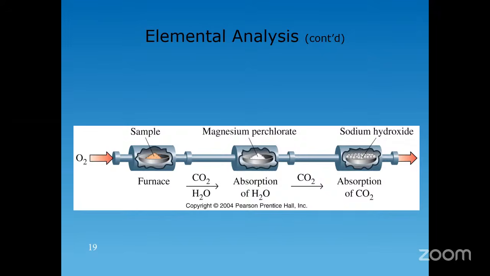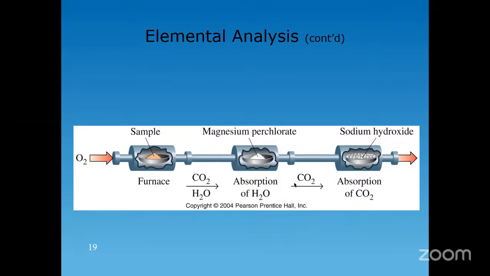So in this case here, the furnace is burning the sample here. Oxygen is rushed in here because oxygen is needed to continue the combustion process. Produces carbon dioxide and water, which are led into this compartment, which contains magnesium perchlorate. The role of the magnesium perchlorate is to absorb the water that is produced. And then the increase in the mass of the magnesium perchlorate will give you the mass of the water that is produced.